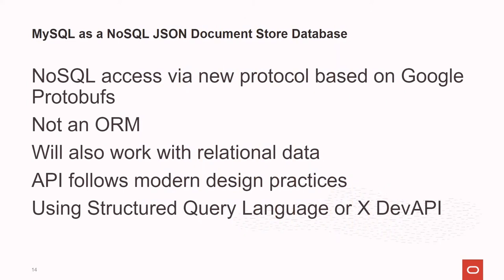Also, another big change was that MySQL can now act as a NoSQL JSON document store database. This is all based on the Google protobufs. It's an entirely new protocol for us. It's not an ORM. It also works with relational data. And the API follows modern design practices, so you do not have to struggle with the syntax of SQL. You're going to find this works very well with JavaScript, Java, Python, C, PHP, just about anything else out there. Now, if you want to, you can still use structured query language, or you can use the new API, and you can actually intermix them to a certain extent.